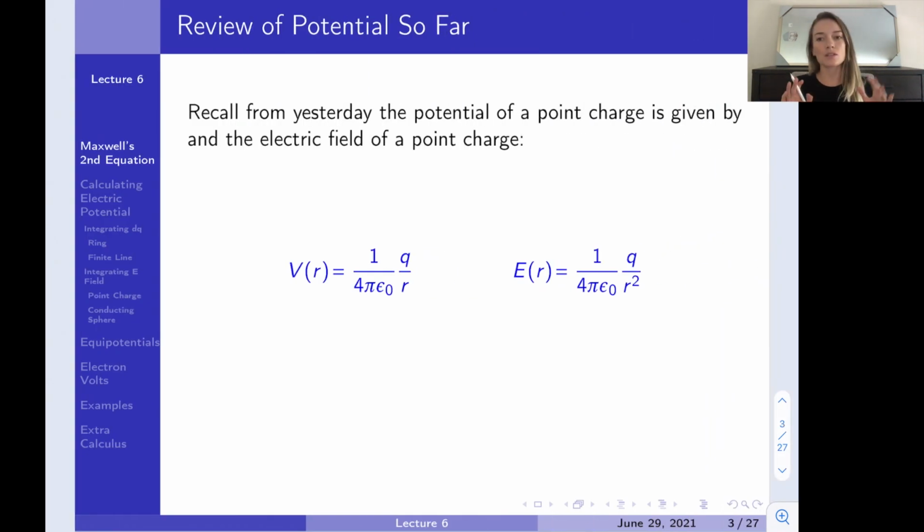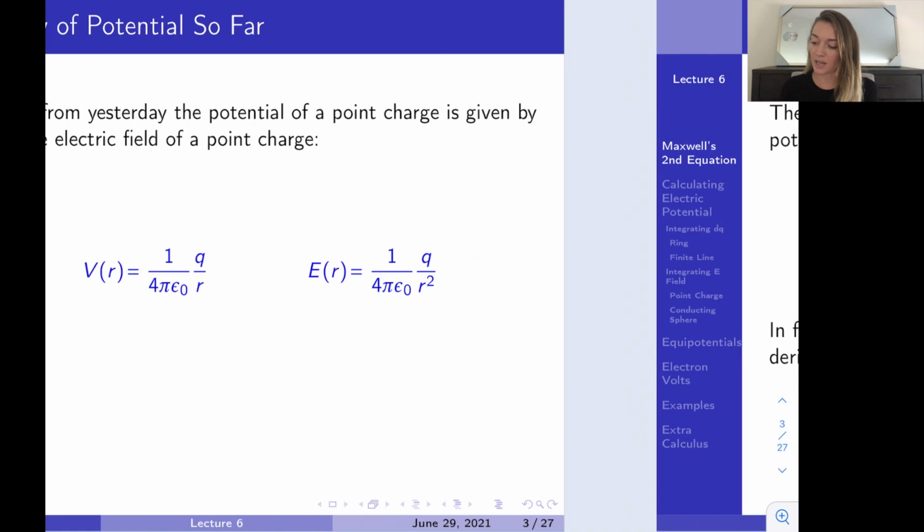So let's first do a little bit of review. Yesterday, we saw that the potential of a point charge is given by 1 over 4 pi epsilon naught q over r. This looks a lot like the magnitude of the electric field for a point charge, because the electric field is just 1 over 4 pi epsilon naught q over r squared. So they look almost identical. And in fact, the electric field looks like the derivative of the potential. And that's because it is the derivative of the potential.